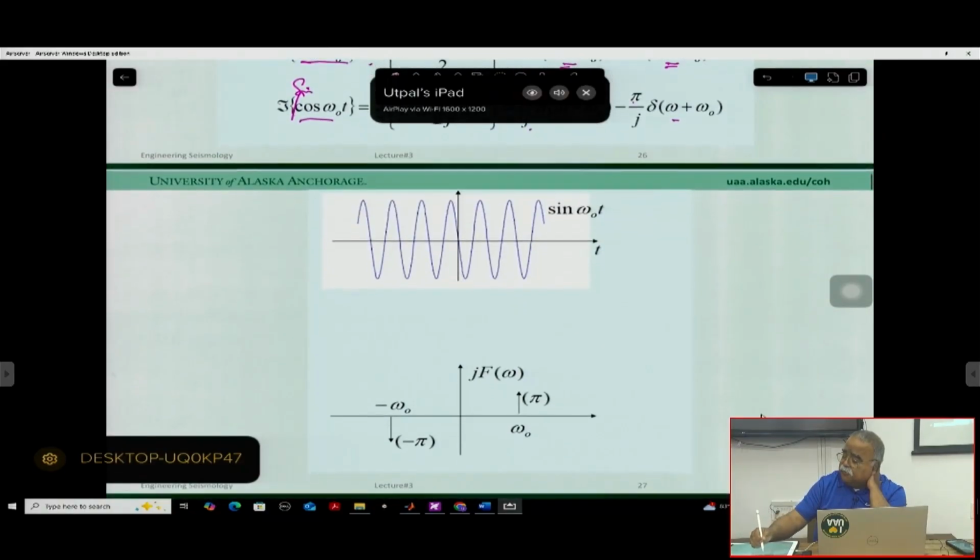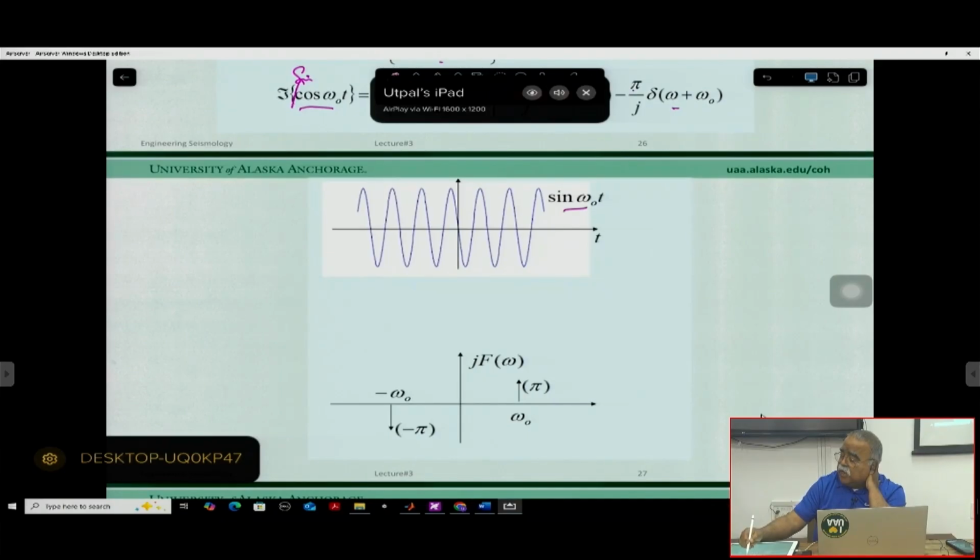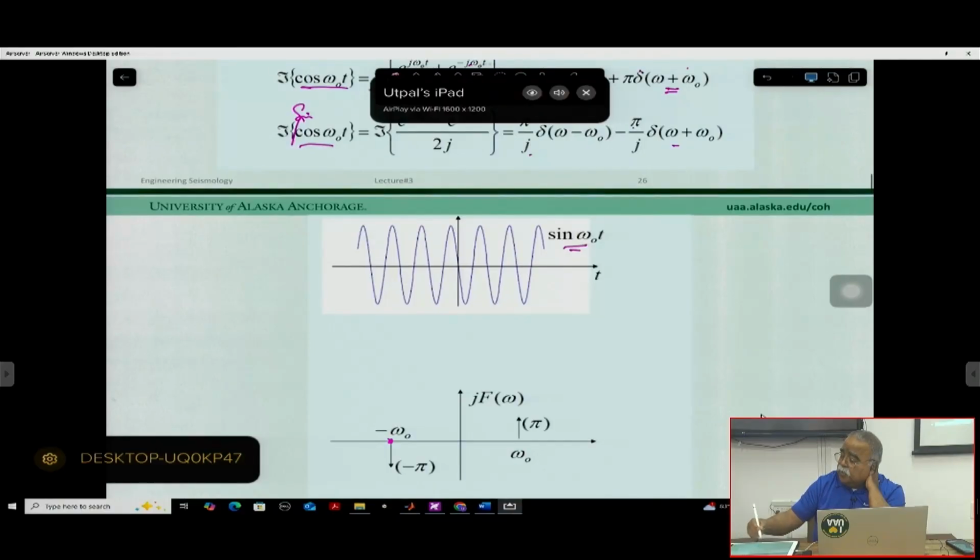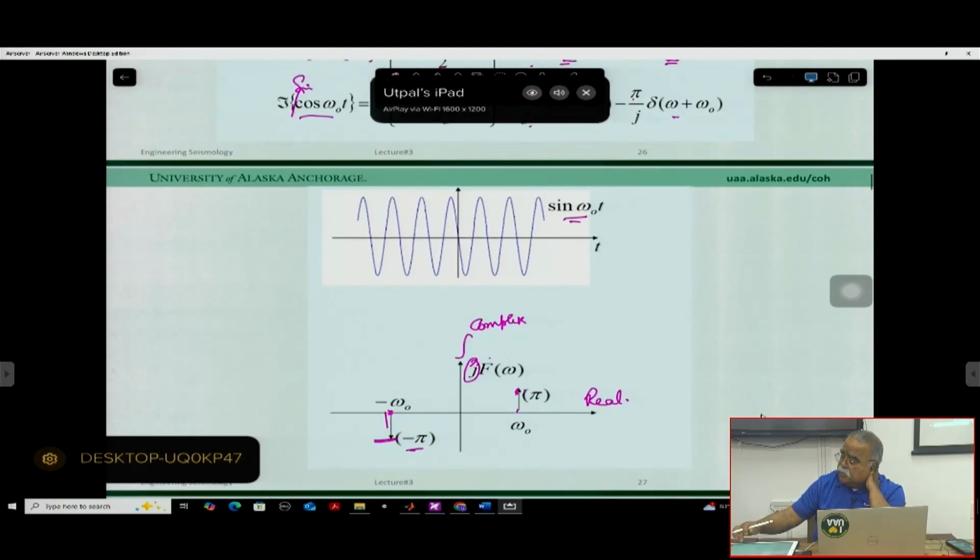So for a sine function like this, ω0 is the frequency of the sine function. If you take the Fourier transform, you will see at the minus point a value with amplitude minus π, and on this side a plus π, in the complex plane, and this is the real values, right? So that will be the spectrum of sin ω0t and cos ω0t. This will be the function.